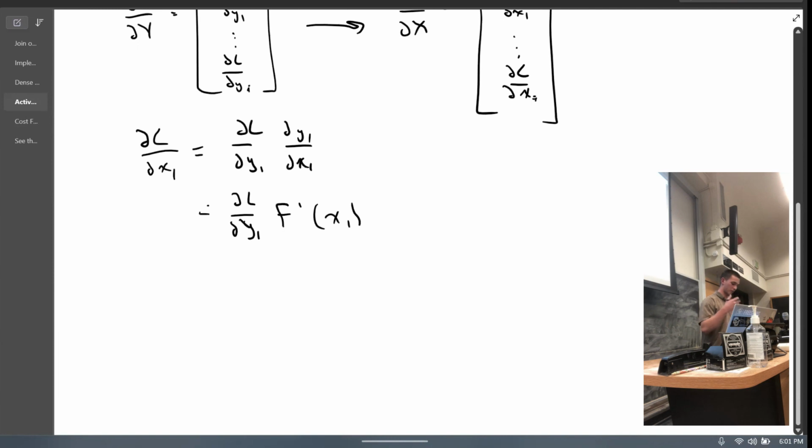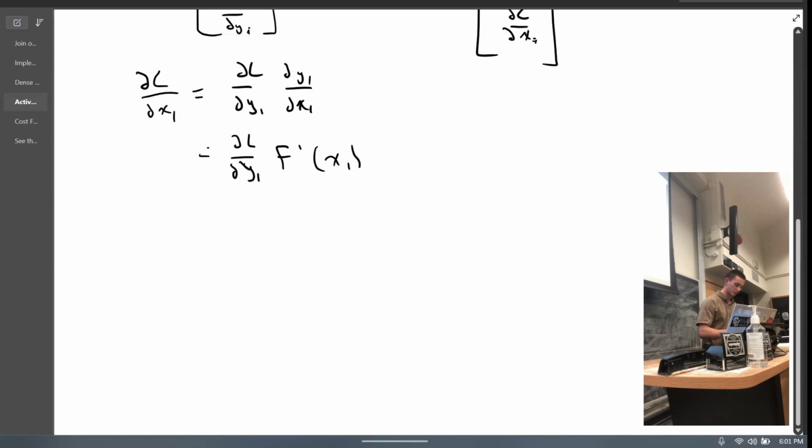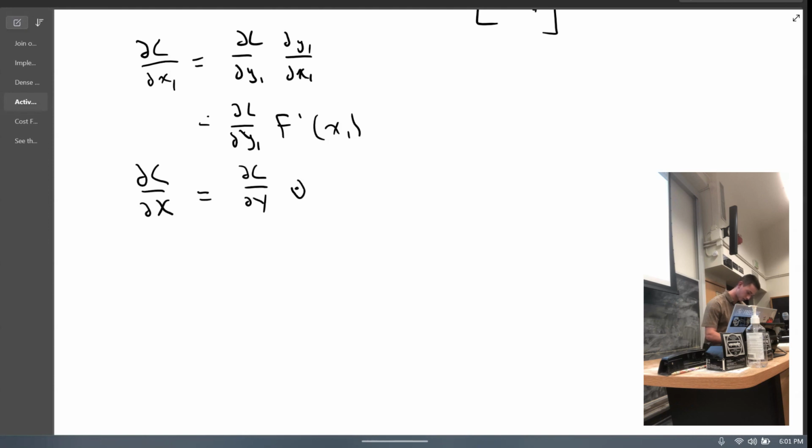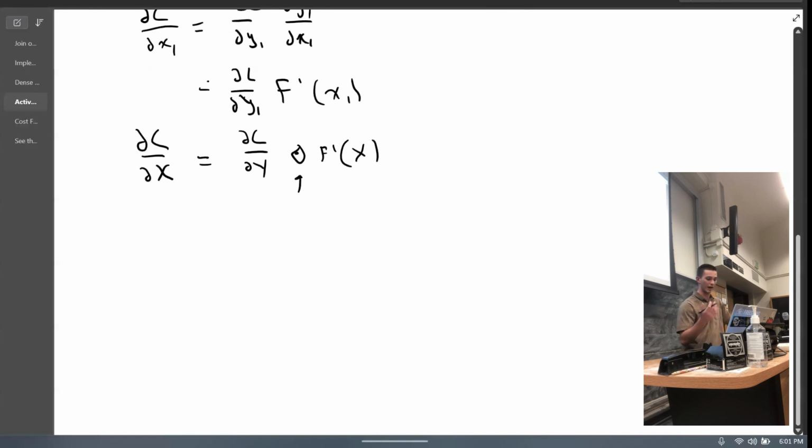And so in general, for the derivative of the cost function with respect to some xi, we just have the derivative of the corresponding y element times f prime of xi. And so our full vector is given like so. So this little guy here, that's an element-wise multiplication of the vectors rather than dot product. It's also called the Hadamard product if you are curious.